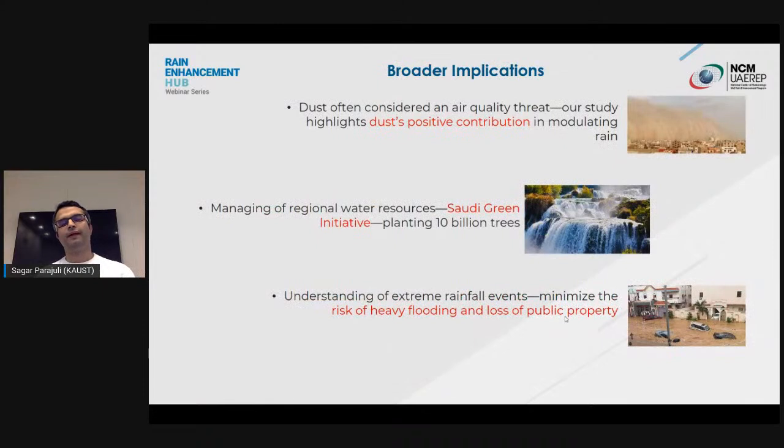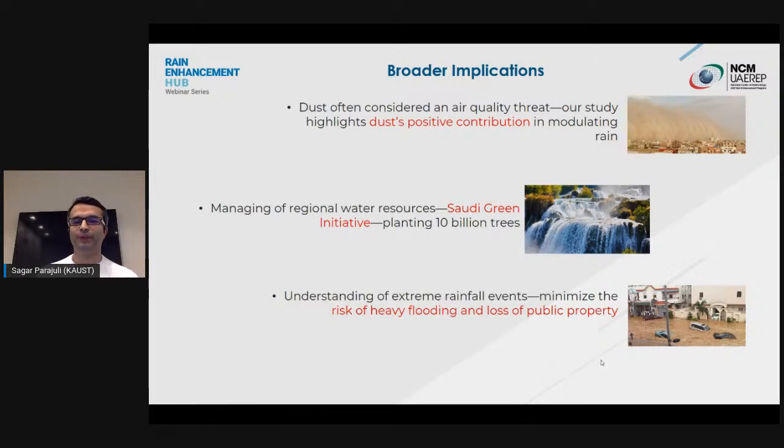So, broader implications of our research. Dust is often considered an air quality threat. However, our study highlights dust's positive contribution in modulating rain. So now we have to think in a different way, because dust is part of the natural ecosystem. It not only affects the rainfall, it also provides nutrients for the ocean ecosystem. And our study has implications for managing regional water resources.